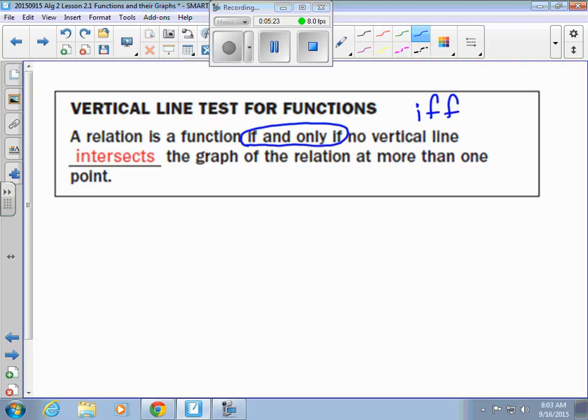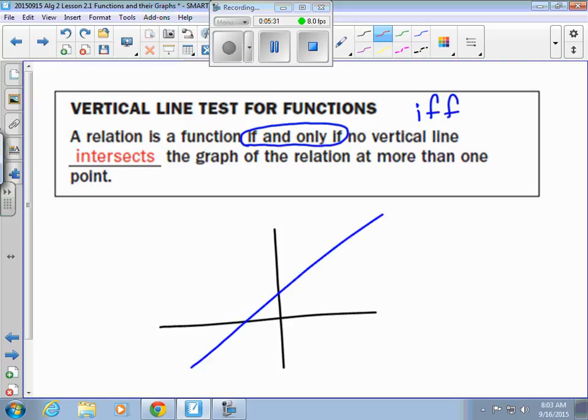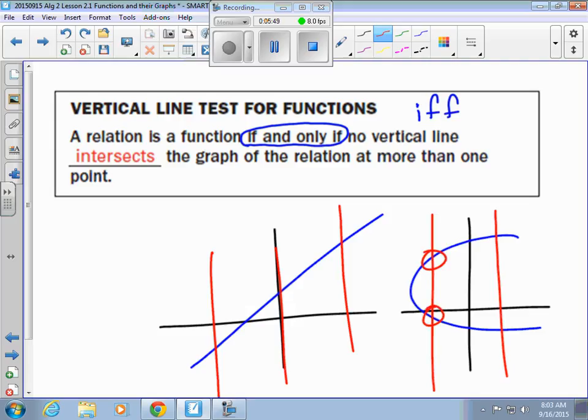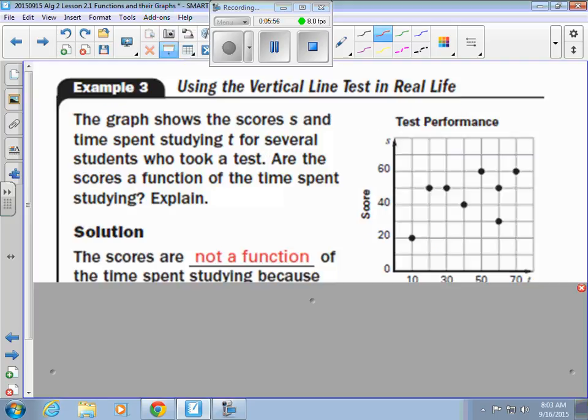No vertical line intersects the graph of the relation at more than one point. When you're looking at graphs such as this, if you took a vertical line test and drew a bunch of vertical lines, it wouldn't hit it twice. You could do it to anything. If the graph looked like this, for example, there are graphs that look like that. They're not straight linear graphs, but there are. You can see that it fails the vertical line test because anytime one line hits the graph more than once, it fails the vertical line test.